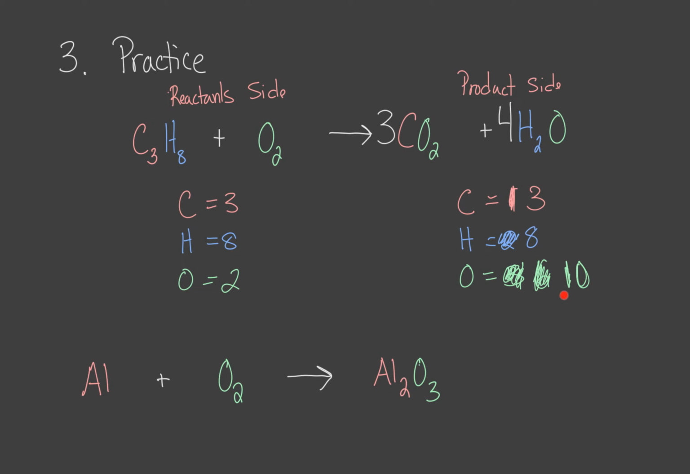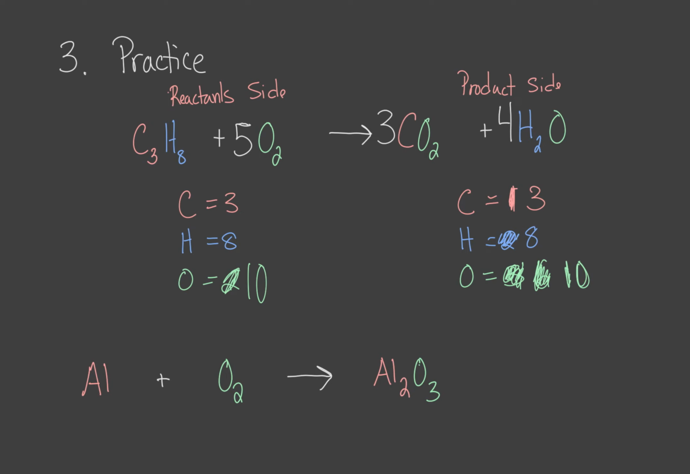Now I know 10 oxygen on the product side divided by the 2 oxygen on the reactant side is 5, right? 2 times 5 is 10. So that tells me I can just set the coefficient of oxygen to be 5. 5 times 2 gives me 10 oxygen. And I now have a balanced equation.